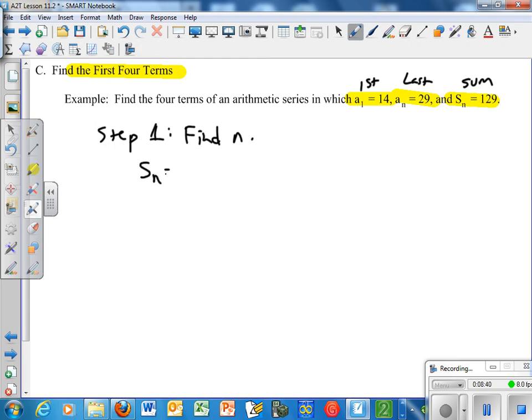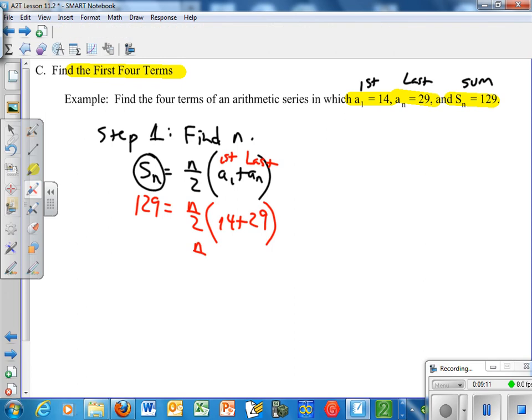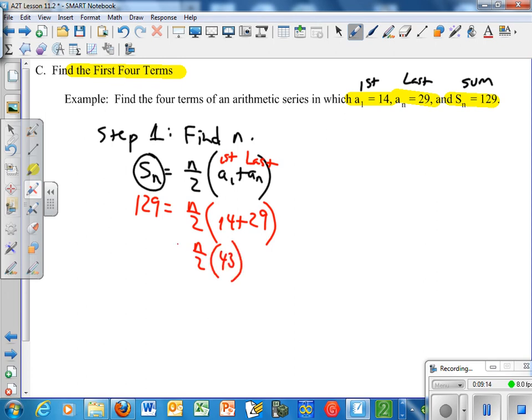So I'm going to use this first formula. Sn equals n divided by 2 times A1 plus An, which was the first formula we looked at. We know that is 129. So we know the sum, we just don't know what n is. We're going to work backwards to find n. N divided by 2, but we know A1 and An. This is first and this is last. So this would be 14 plus 29, or really I have 43 inside there then, is equal to 129.